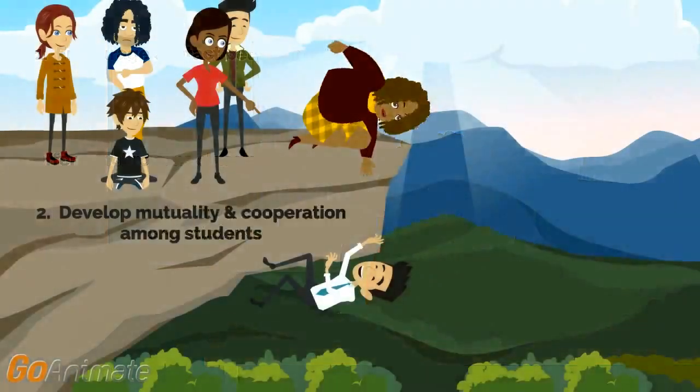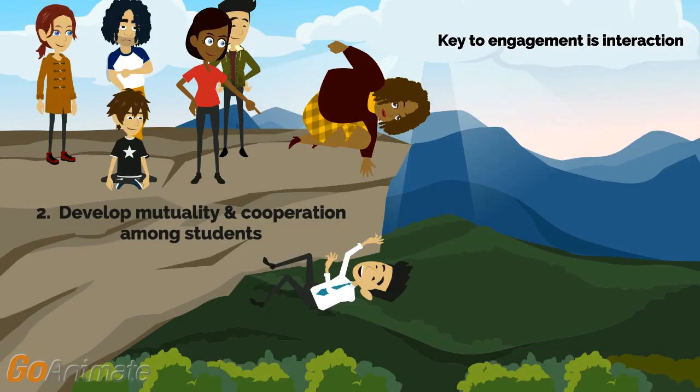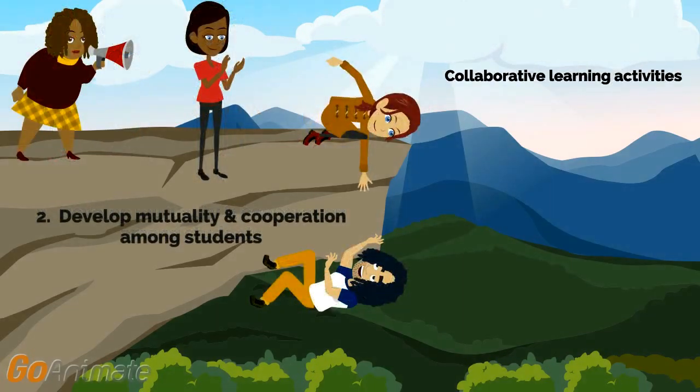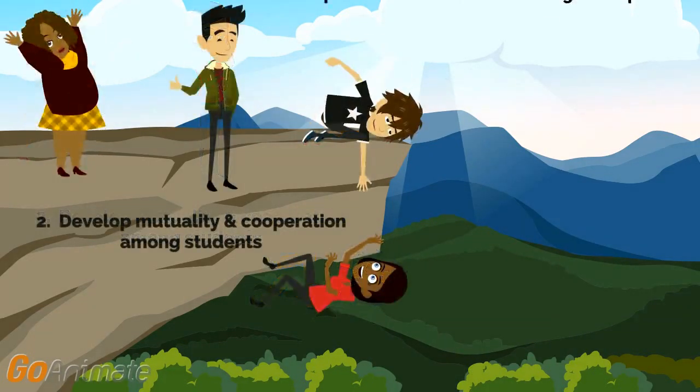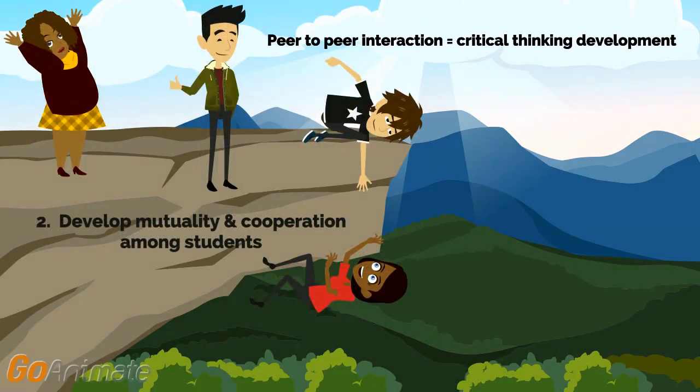Develop mutuality and cooperation among your students. Remember, the key to engagement is interaction. Add collaborative learning activities to your courses. For example, discussion forums and group projects. Social learning provides peer-to-peer interaction and critical thinking development.